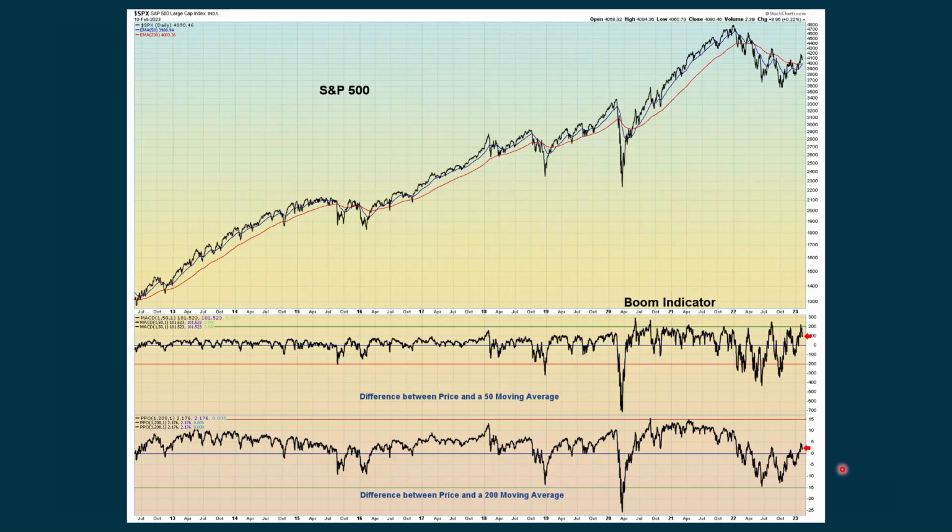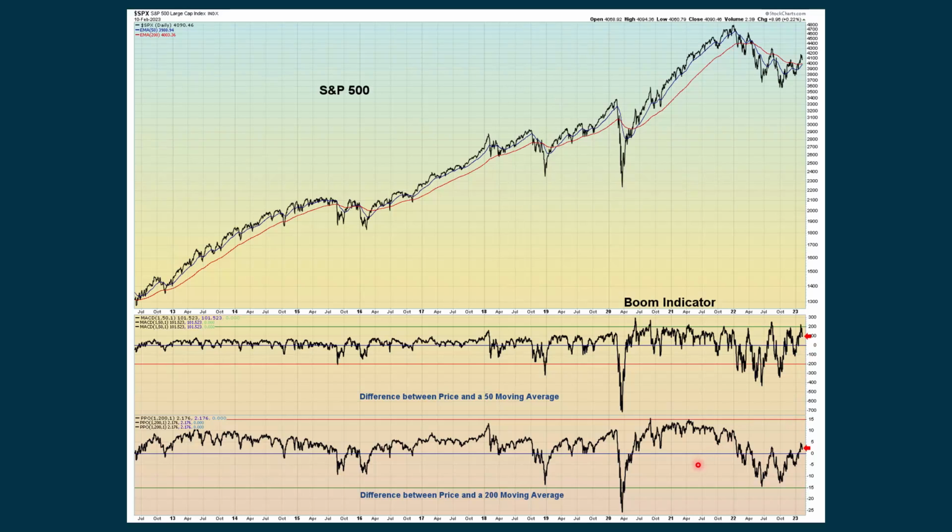The boom indicator measures how far away we are from the 50 period moving average and the 200 period moving average, because moving averages act like rubber bands or magnets. When we get too far away, price will want to go back to that moving average. Well, we had a pretty extreme positive reading, but since then we've been dropping down.